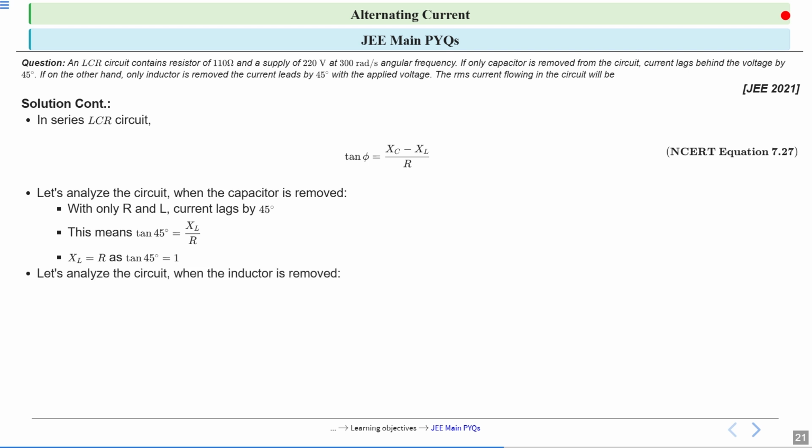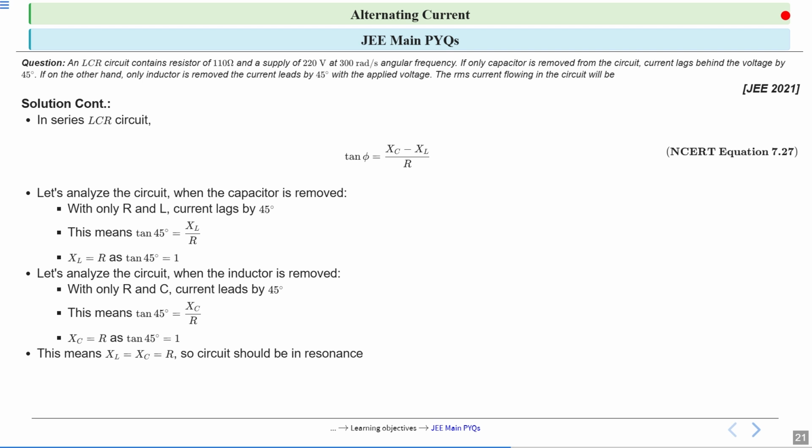Okay, now let's analyze the circuit when inductor is removed. Now inductor is removed, XL becomes equal to 0. So tan phi will be equal to XC upon R. And again phase difference is 45 degree with only R and C, current leads by 45 degree. So this means tan 45 degree is XC upon R. This means XC is equal to R. So both XC and XL are equal to R and they are equal.